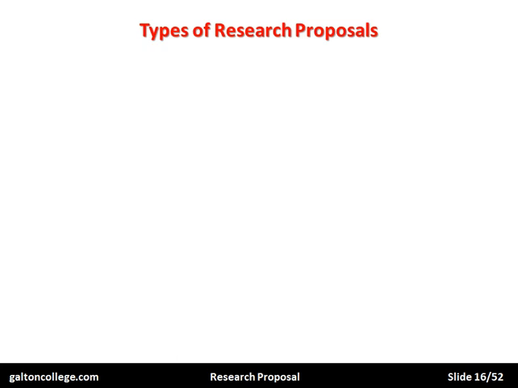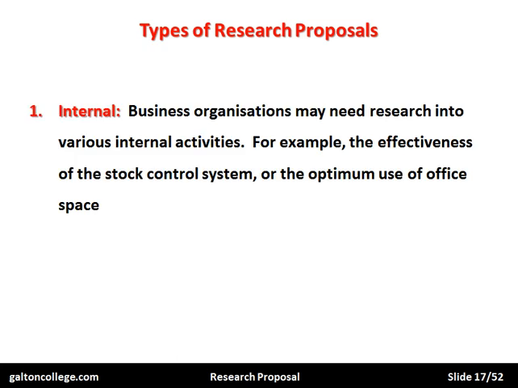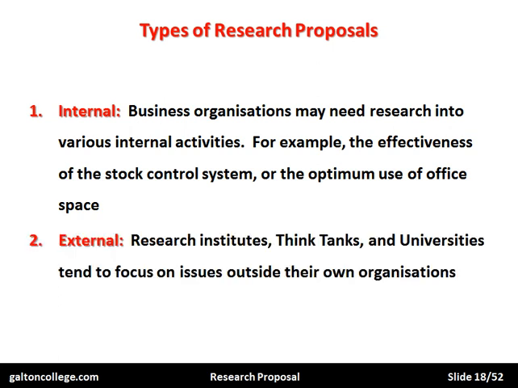Now, the types of research proposals. Well, first of all, there's the internal. Business organizations may need research into various internal activities. For example, the effectiveness of the stock control system, or the optimum use of office space, or something on the production line, something to do with the flow of production through the various departments, or logistics, or whatever. So a business organization may require research, and the proposal may be aimed at that.